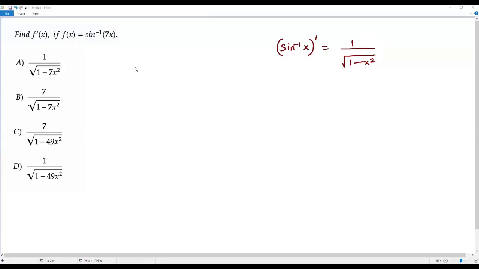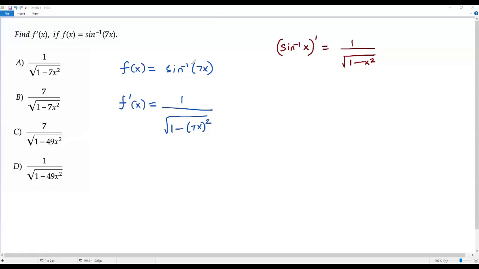First let me take the given function as it is, that is f of x equals sine inverse of 7x. Now let's find the first derivative: f prime of x equals 1 over square root of 1 minus... Since we have x squared in the formula, but in our problem we have 7x in place of x, instead of writing x squared we have to write whatever we have there squared, that is 7x the whole squared.